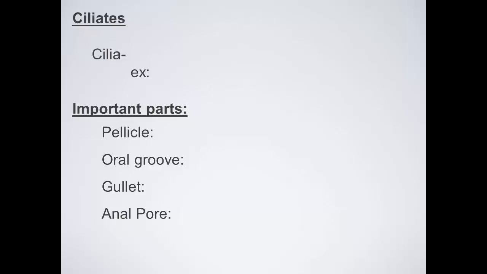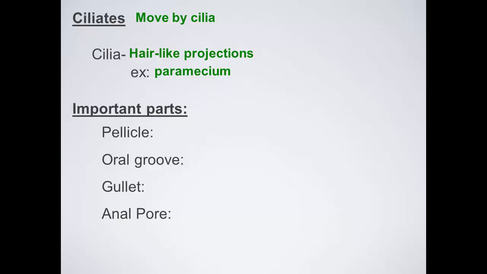Ciliates. The ciliates move by cilia, tiny little hairs that paddle the protist around, kind of like oars on a boat. We will be looking at one called paramecium. And paramecium have a very distinct shape. They look like a footprint. They're often called slipper shaped. They don't have a flexible cell membrane that changes all the time. They basically have an outer shell that keeps them this shape.